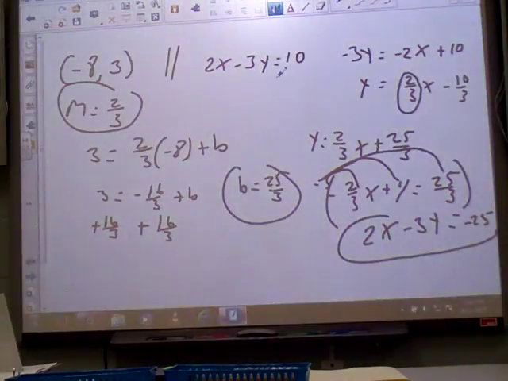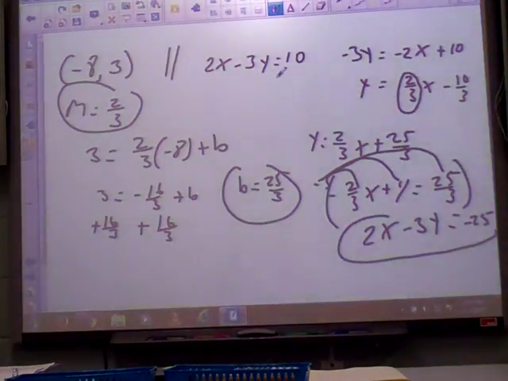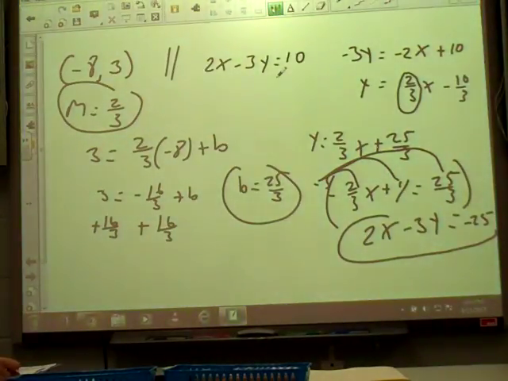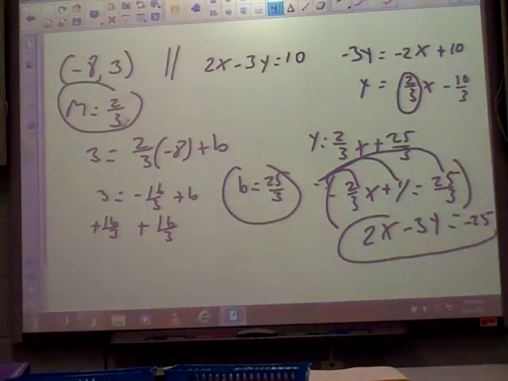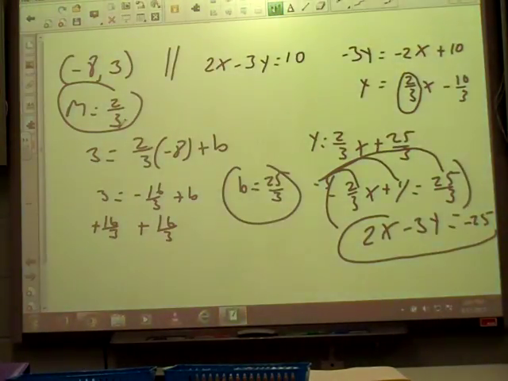Alright, not going to make us do one right now, but what if we wanted a perpendicular line to that? What would we have used in our M instead of 2/3? Opposite reciprocal. Which would have been what? Negative 3/2. Very good.